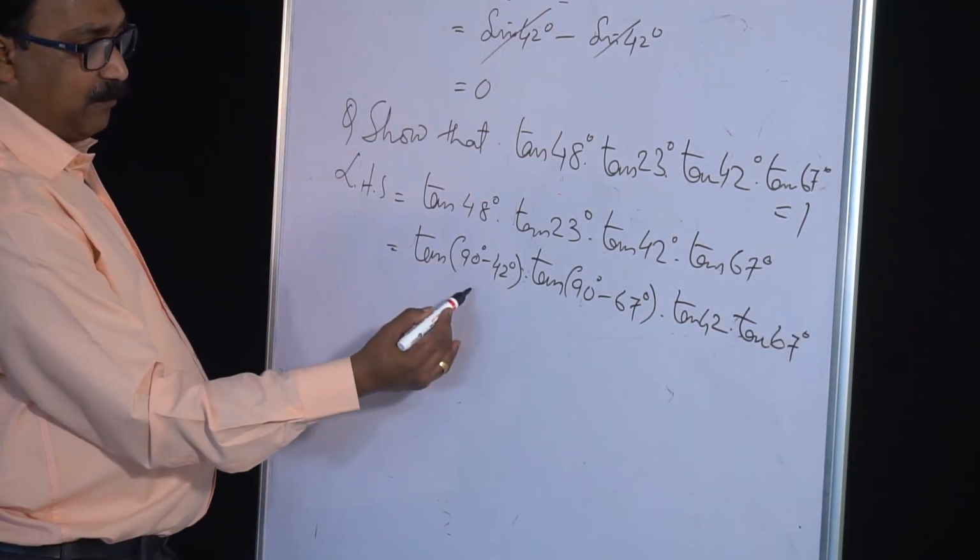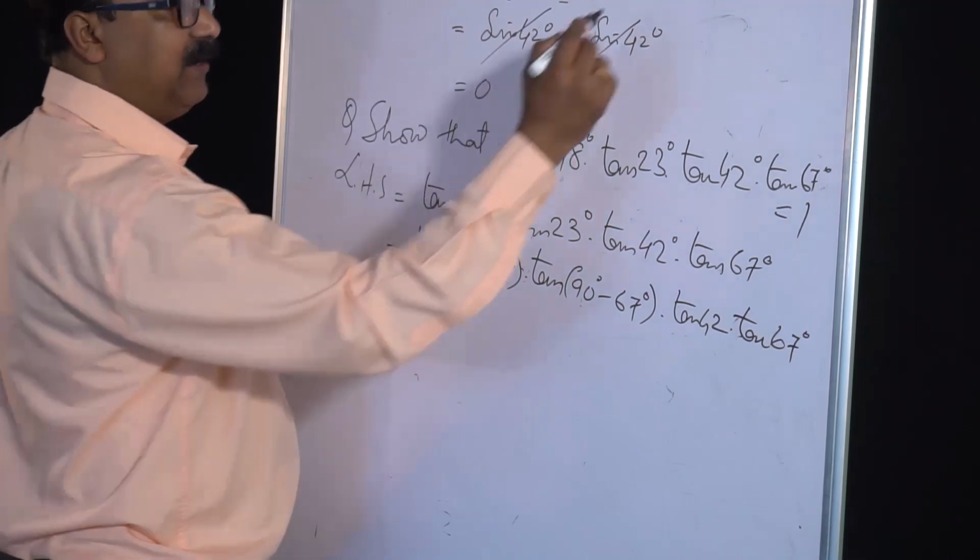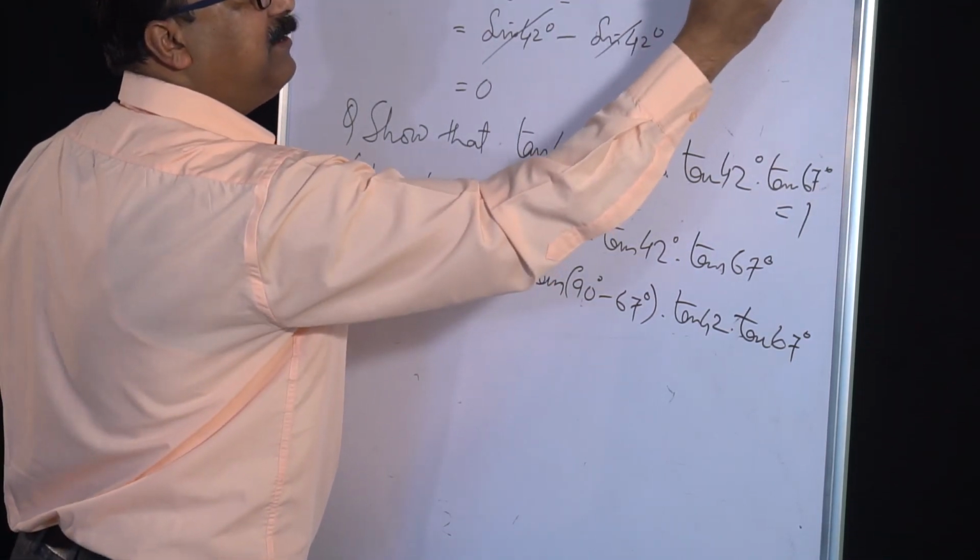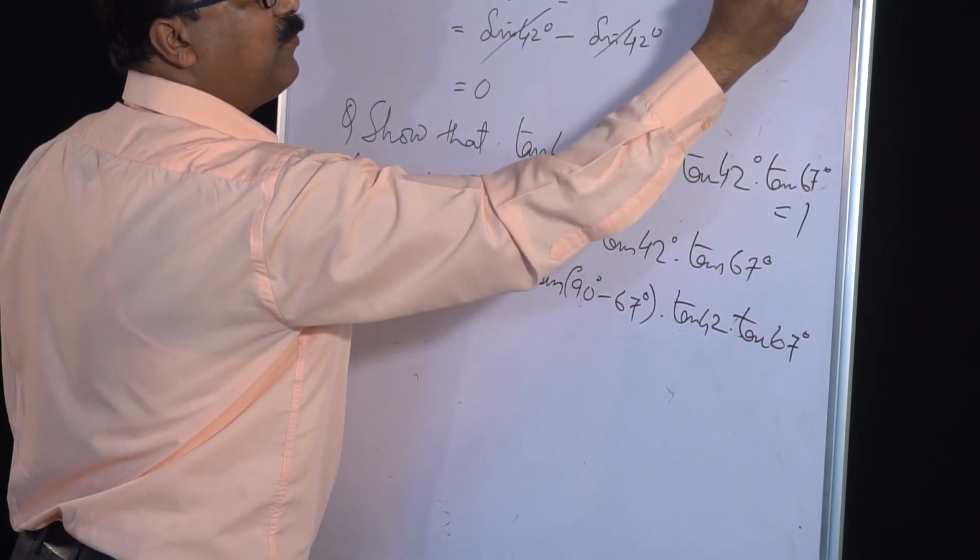So now we apply the formula. What is the formula here? One formula here, tan. Tan of 90 degrees minus theta is what?